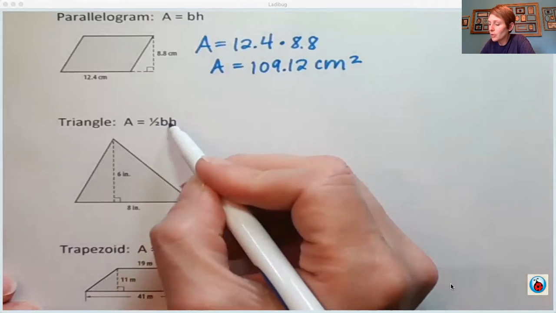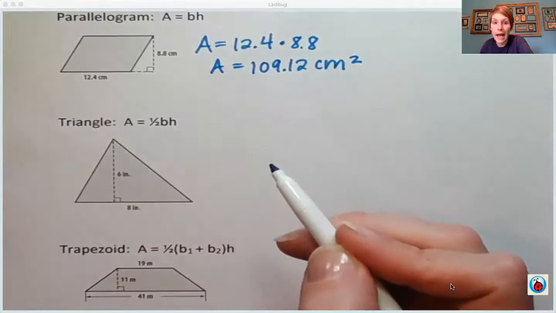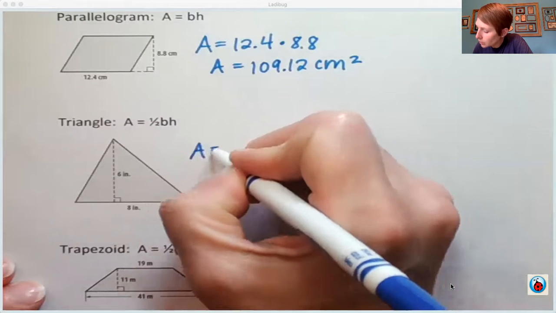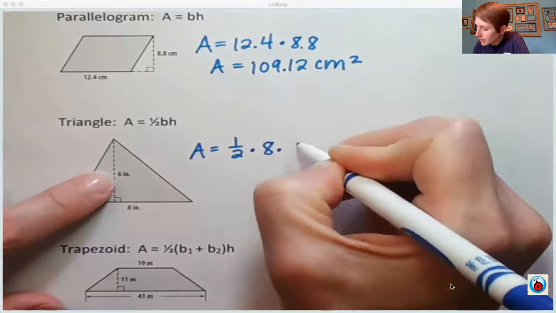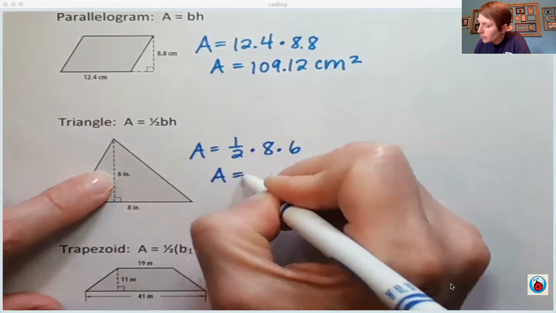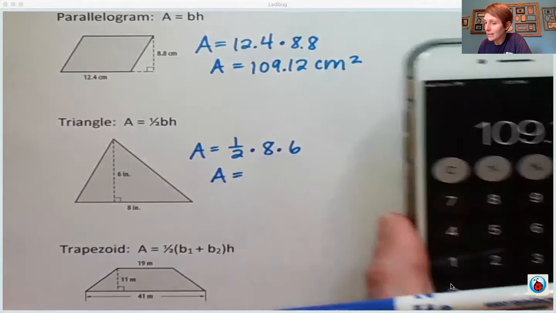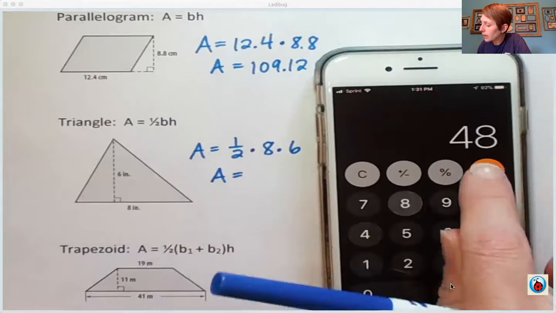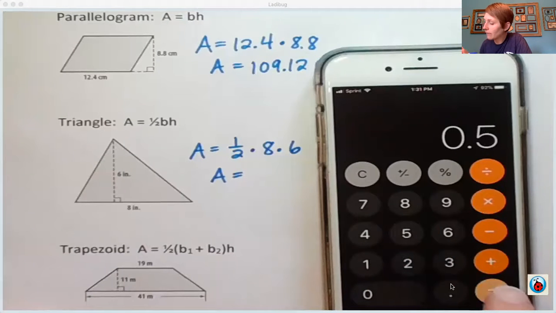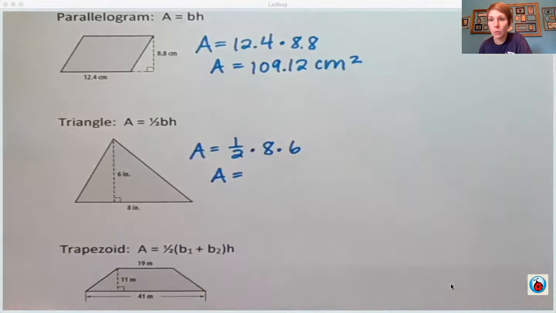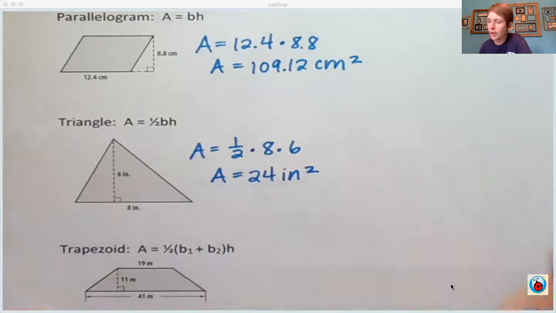Now for triangles and trapezoids here at the bottom of the page, we have that pesky 1/2. All that means is you're going to multiply your base times height and divide it by 2 or multiply it by 1/2. Okay, so A equals 1/2 times my base, which is 8, times 6, which is my height. You have a couple of different ways to work that out. 8 times 6 is 48. So you can now do 48 divided by 2 to get your answer, or you can do 48 times 0.5 to get your answer. Either way, you're cutting 48 in half. So A equals 24 inches squared.